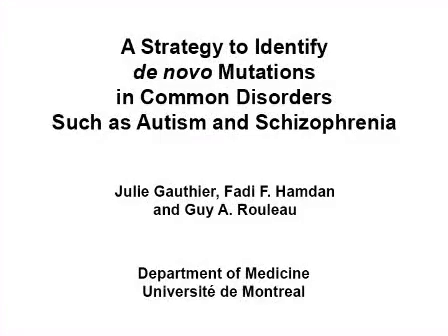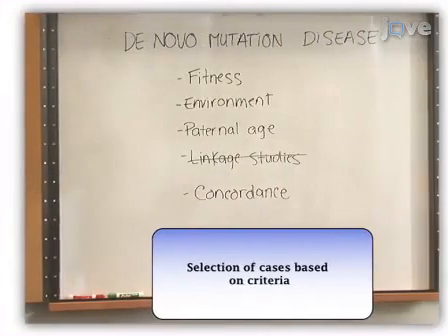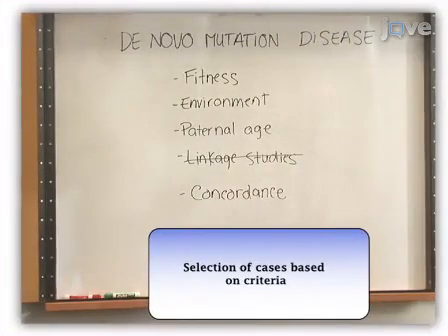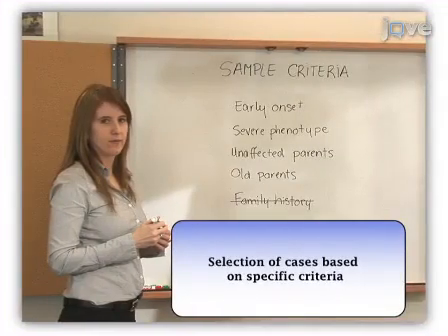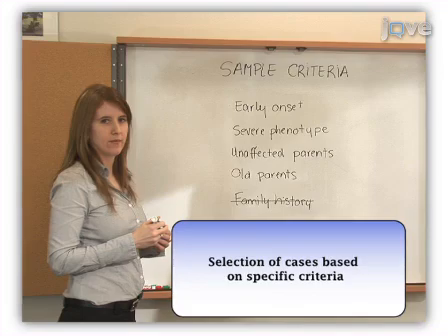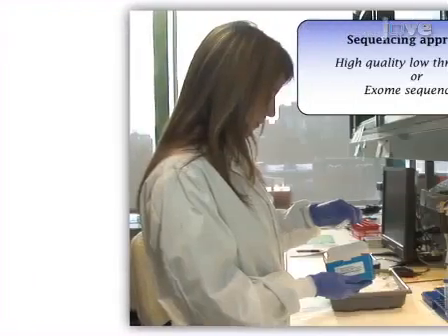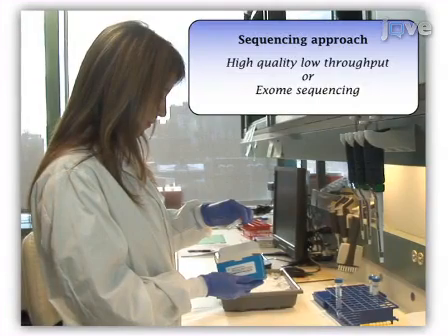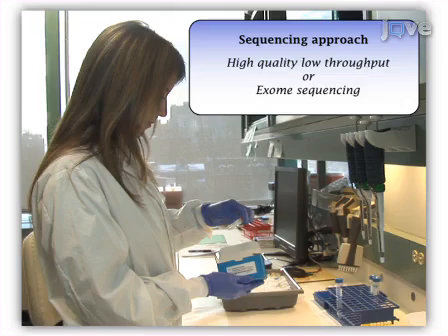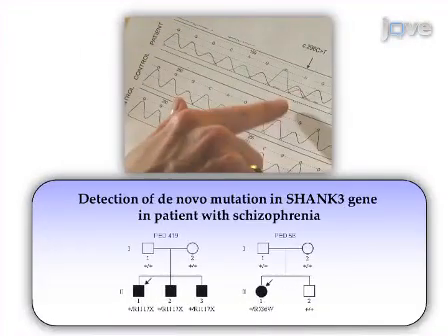The overall goal of the following experiment is to be able to identify de novo mutations in common genetic disorders. Once a disease that corresponds with the de novo mutation hypothesis has been identified, critical criteria are applied for the selection of patient cases from which to scan for de novo mutations. Next, high-quality low-throughput sequencing or whole exome sequencing is used to identify such mutations. Using this strategy, de novo mutations in the SHANK3 gene were found in subjects affected with schizophrenia.